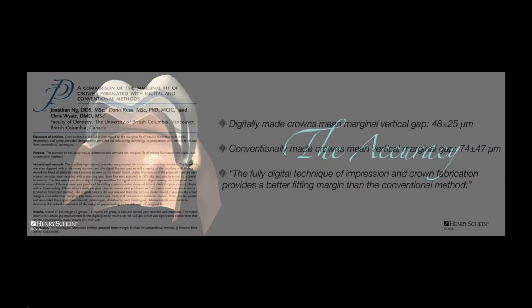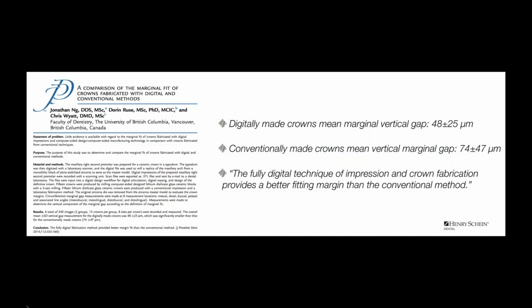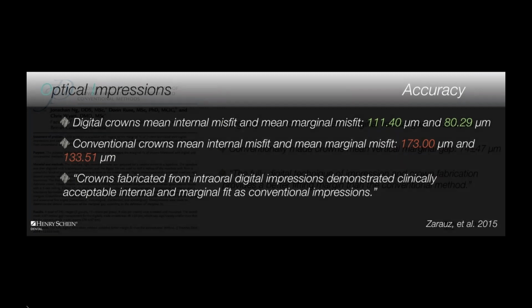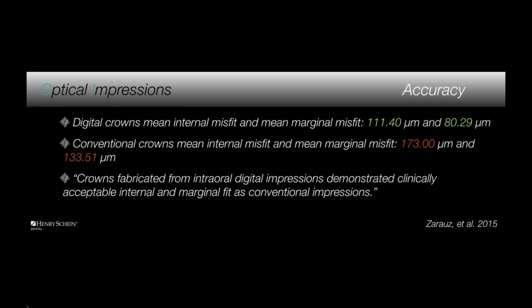When we look at the accuracy, we can clearly demonstrate that digital crowns made through optical impressioning get better marginal fits, or less discrepancy or gap between the crown and the margin of the restoration, right? And it's been shown that we can get much more accuracy in the fabrication of restorations when the impression is taken through an intraoral scan.